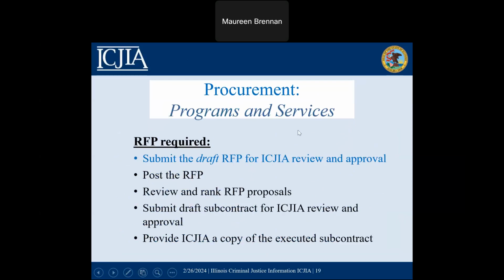If you're procuring programs and services, then you're going to want to issue an RFP, a request for proposal. So you're going to first submit a draft RFP for the authority review and approval. Once you have our approval, you're going to post the RFP. You're going to review and rank the RFP submissions. You're going to submit a draft RFP subcontract to the authority for our review and approval. And once you have our approval, you'll provide the authority a copy of that executed subcontract.